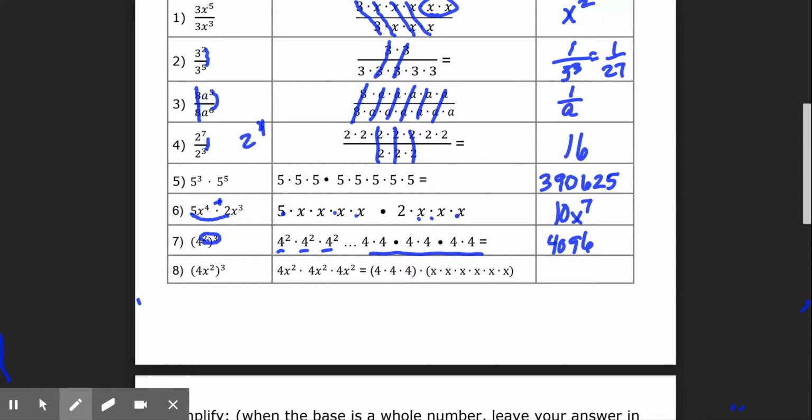So that's 3 sets of 4x squared. So you can multiply the 4's together, and then you have 6 x's. If you did this without using the expanded form, you just have to take that 4 and cube it. So 4 cubed is 64. And then power to power, you multiply those powers. So 2 times 3 gives you 6. So this would be x raised to the 6th power.